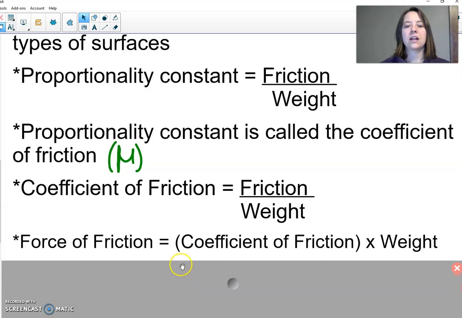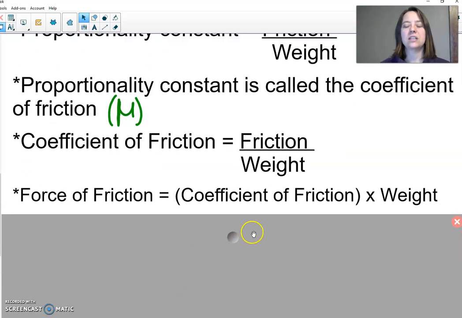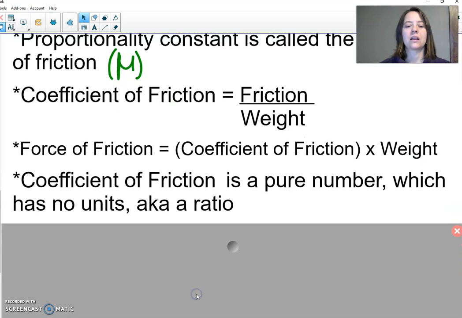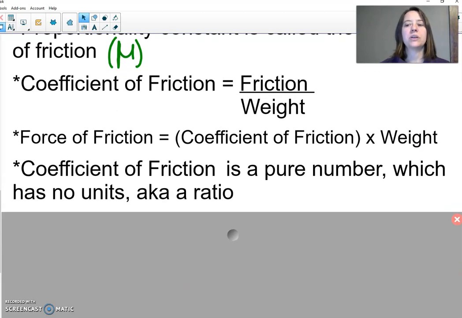And just like in algebra, we can rearrange this in any way we see fit. So we could solve for the force of friction by multiplying weight on each side. It would cancel here, and then we get coefficient of friction times weight. So the force of friction equals your coefficient of friction times the weight. And coefficient of friction is a pure number, which means it has no units. In other words, it is a ratio.